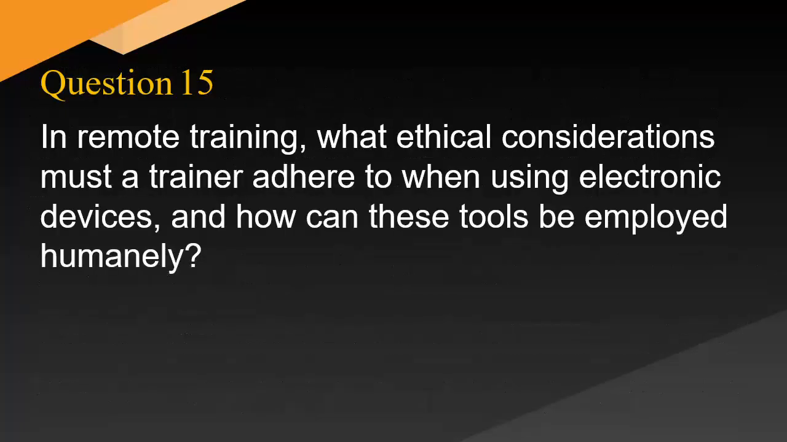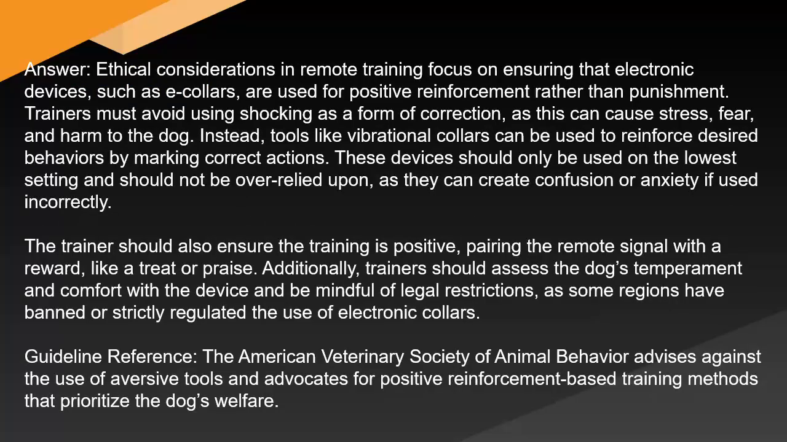In remote training, what ethical considerations must a trainer adhere to when using electronic devices, and how can these tools be employed humanely? Answer: Ethical considerations in remote training focus on ensuring that electronic devices, such as e-collars, are used for positive reinforcement rather than punishment. Trainers must avoid using shocking as a form of correction, as this can cause stress, fear, and harm to the dog. Instead, tools like vibrational collars can be used to reinforce desired behaviors by marking correct actions.